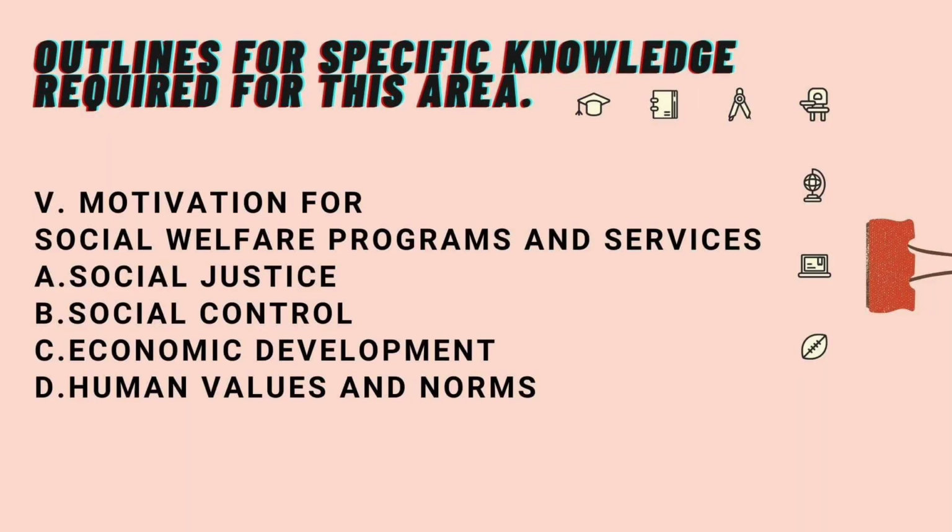Motivations for social welfare programs and services. Social justice: every individual must acquire equality in terms of distributions or provisions. Social control: setting rules and standards in society to keep individuals bound to conventional standards, as well as the use of formalized mechanisms. This is to be able to maintain an organized community.